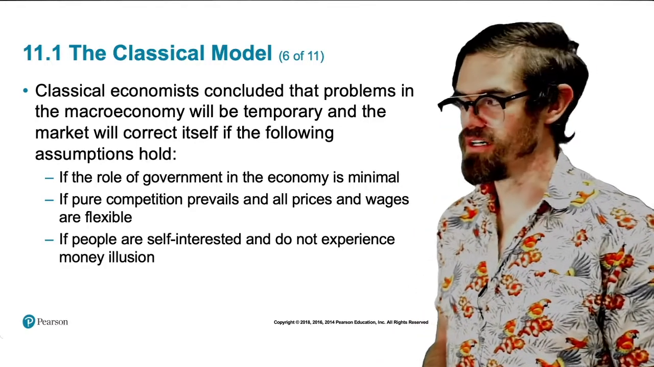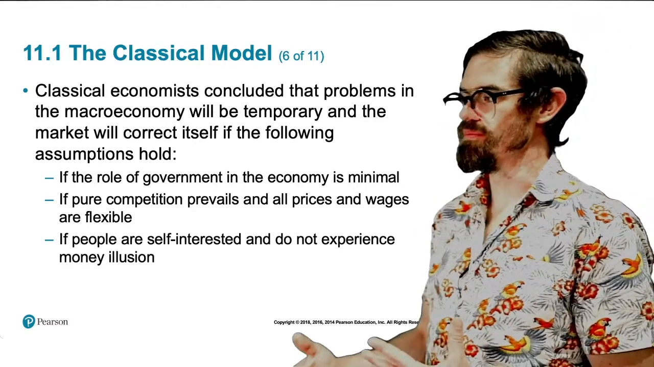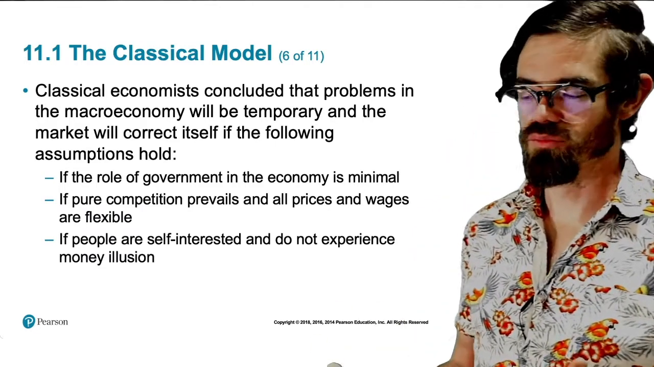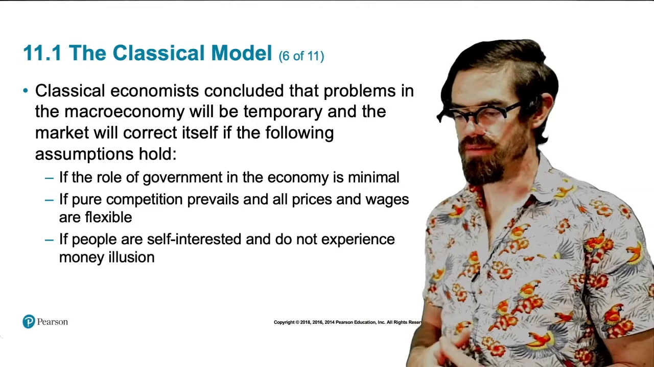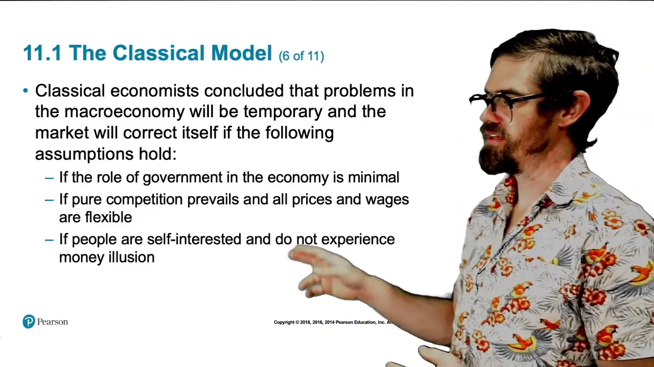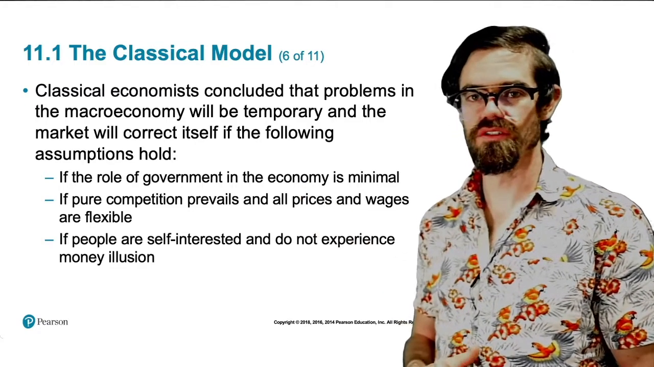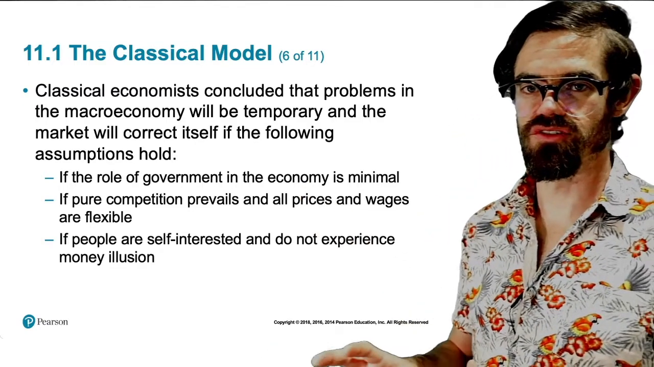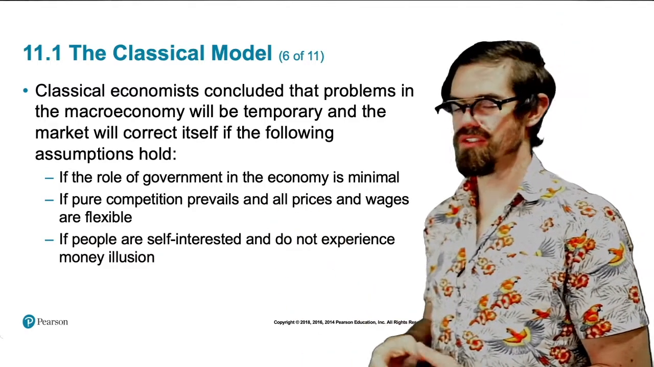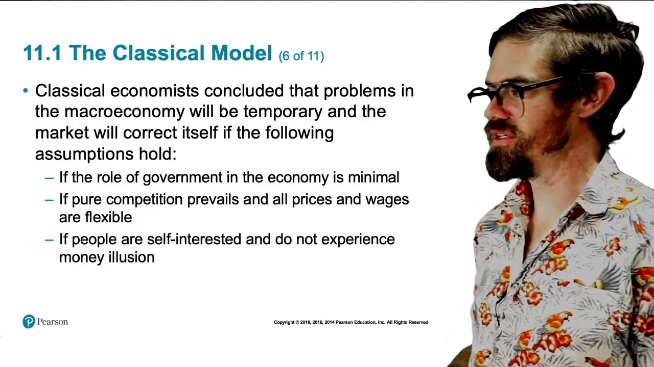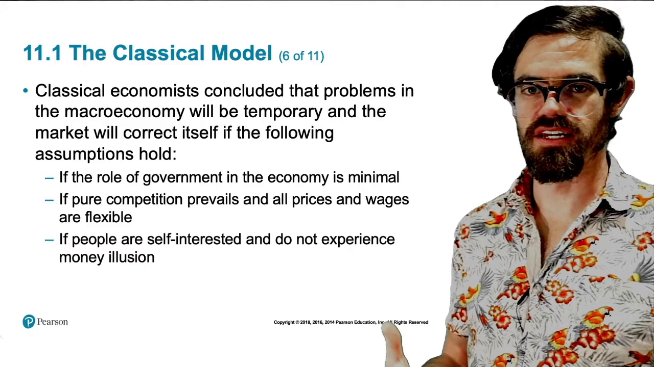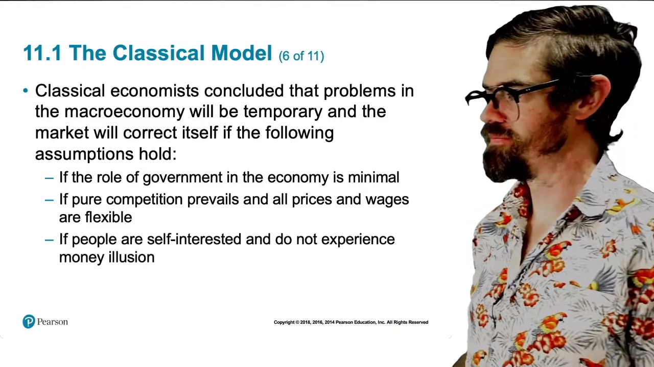Now, these classical economists concluded that problems in the macro economy will be temporary and that the market would correct itself as long as the following assumptions held. As long as the government had a minimal role in the economy and didn't try to intervene in any way, as long as there was pure competition prevailing throughout the economy, and that all prices and wages were flexible. In other words, they could change very quickly and easily.